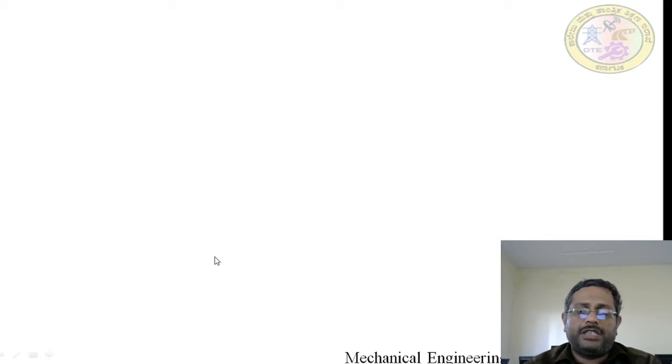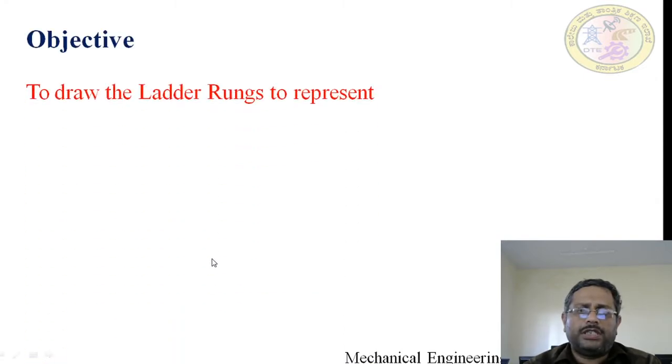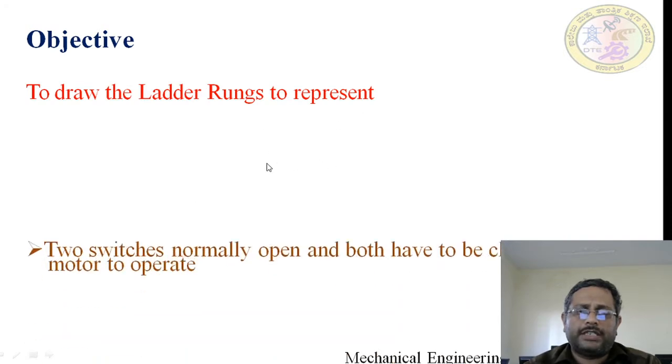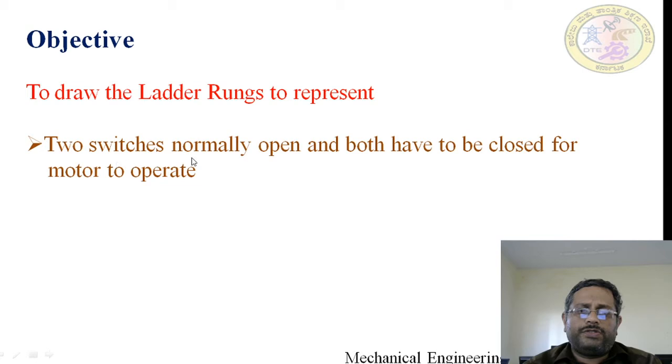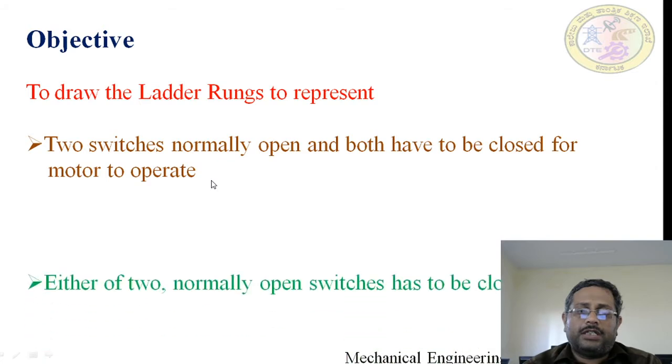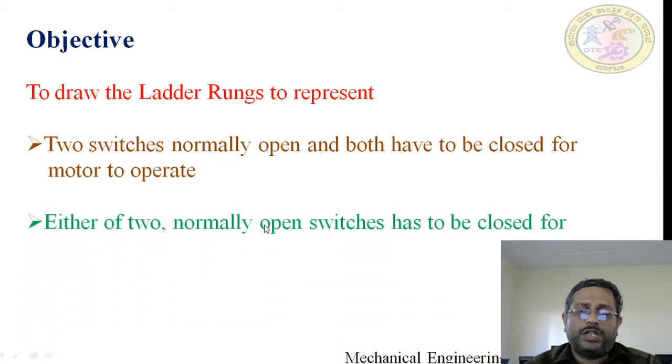First, we'll see what is the objective of this experiment. The objective of this experiment is to draw the ladder rungs to represent the following two conditions. First one is two normally open switches, and both have to be closed for the motor to operate. And the second one is either of two normally open switches has to be closed for the coil to energize. These are the objectives of this experiment.